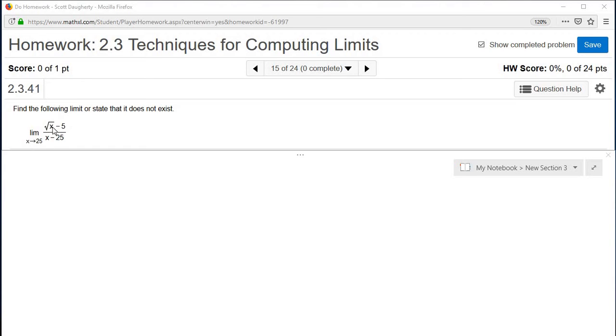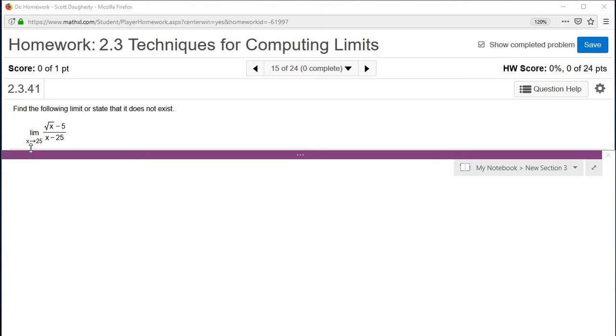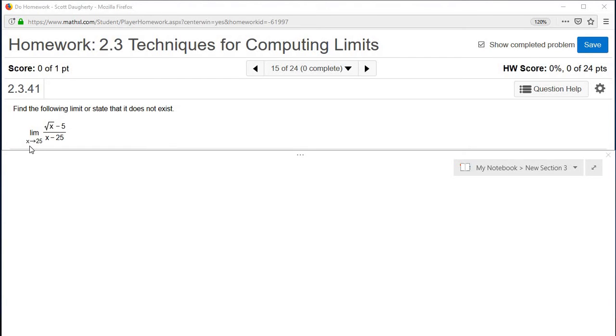When I use substitution and plug 25 in to this function, I get 0 over 0. What that means, the way I interpret it to help me evaluate this limit, is that as x is getting closer to 25, the top is getting closer to 0, and the bottom is getting closer to 0. And that's called an indeterminate form when that happens.